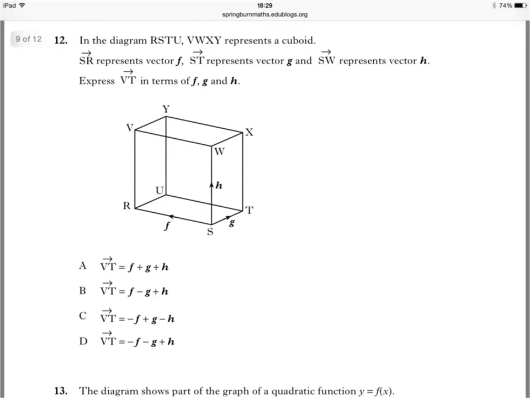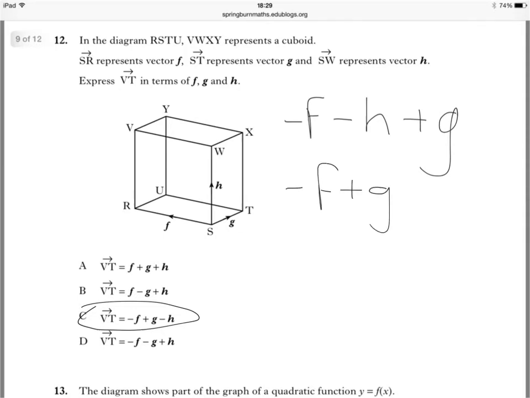A pathway to get from V to T is along here, down here and across. If that's the vector F, then that's also the vector F, as we can see. So if I move backwards, that's minus F. So minus F and backwards from H would be minus F minus H plus G. And that is the same as minus F plus G minus H, and that's option C.